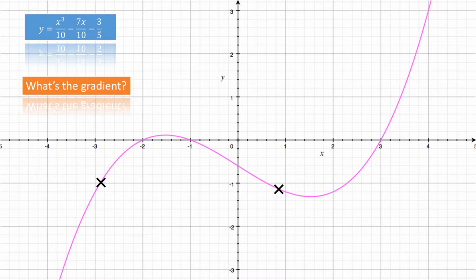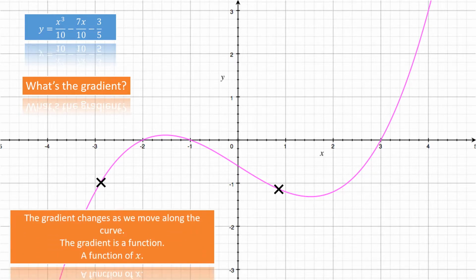Now, the difficulty we encounter here is the fact that, in this case, the gradient is always changing. Each time we move on to a different part of the curve, the gradient is different. And for that reason, we need to come up with a method to find the gradient of this curve at different points along its length.